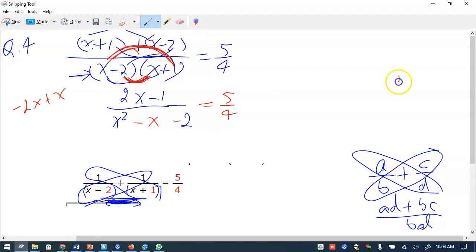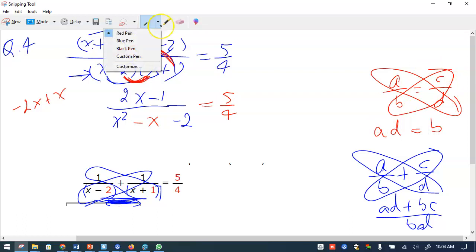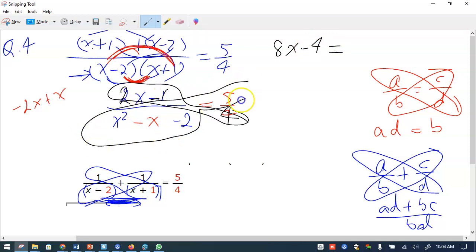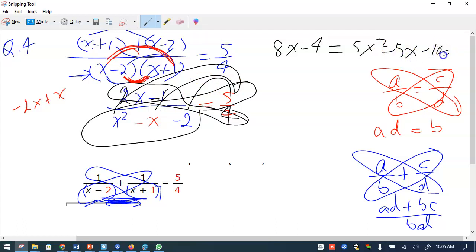Then again, you can use the same trick. If you have a over b, c over d, you can just multiply this way. It is AD equals BC. So all you do is multiply this 4 to this one. So directly you can multiply 4 times 2 is 8x, and 4 times minus 1 is minus 4. And this side, this 5 will multiply to all of them. So 5 times x squared will be 5x squared. And then 5 times minus x will be minus 5x. And 5 times this will be minus 10 equals 0.